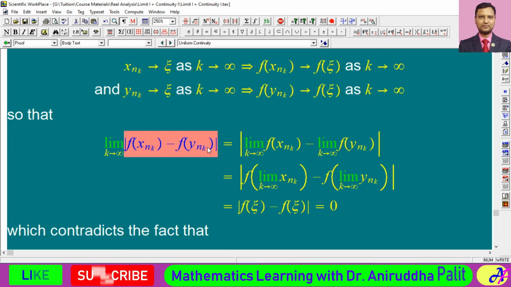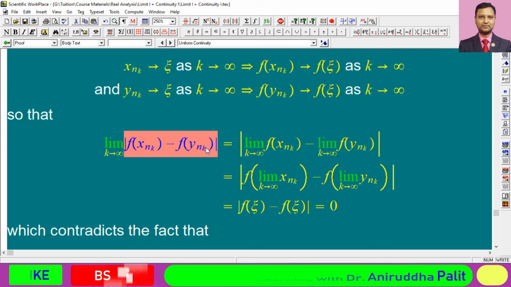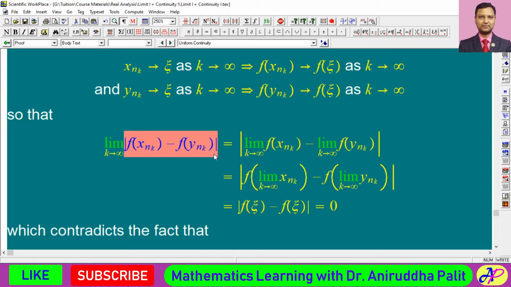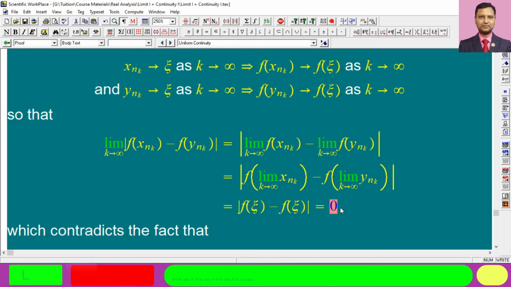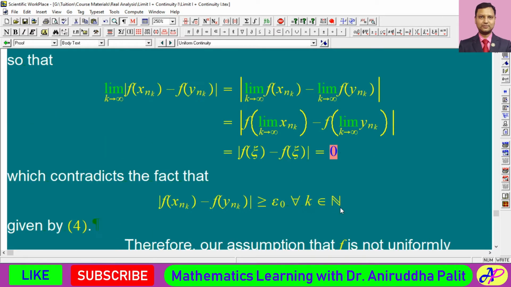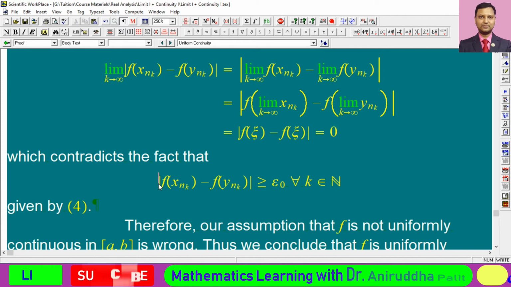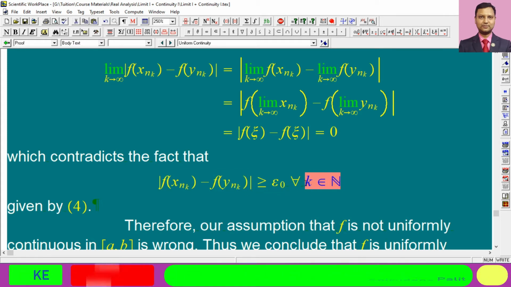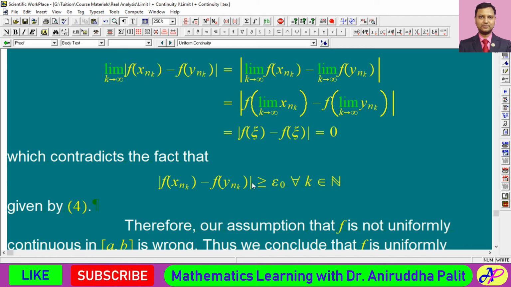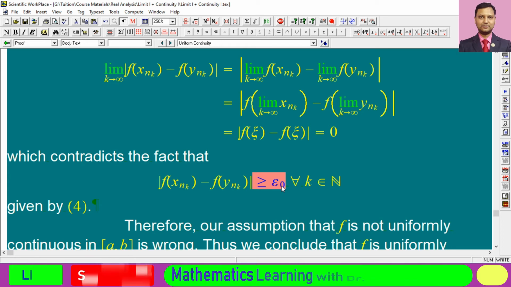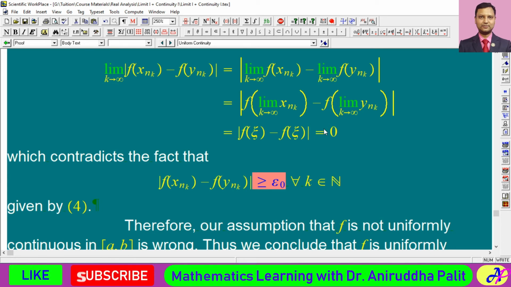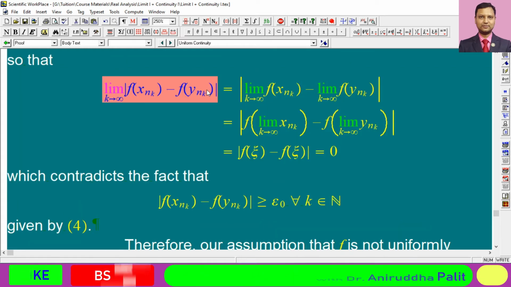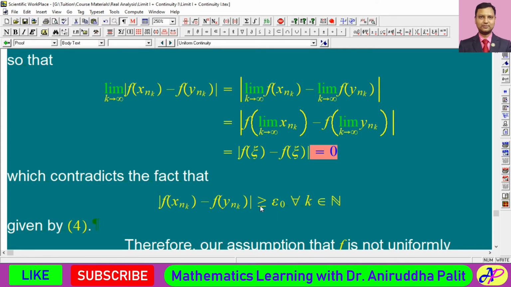So what have we observed? We observed that the limit k tending to infinity of modulus of f of x_nk minus f of y_nk is actually converging to 0. But over here this is not possible. This is a contradiction. What is the contradiction? As per our assumption, modulus of f of x_nk minus f of y_nk is greater than or equal to epsilon 0 for all k belonging to the set of natural numbers N. So if this difference is greater than or equal to epsilon 0, then it can never converge to the value 0. But we have already proved that this limit is actually converging to 0. And so this is a contradiction.